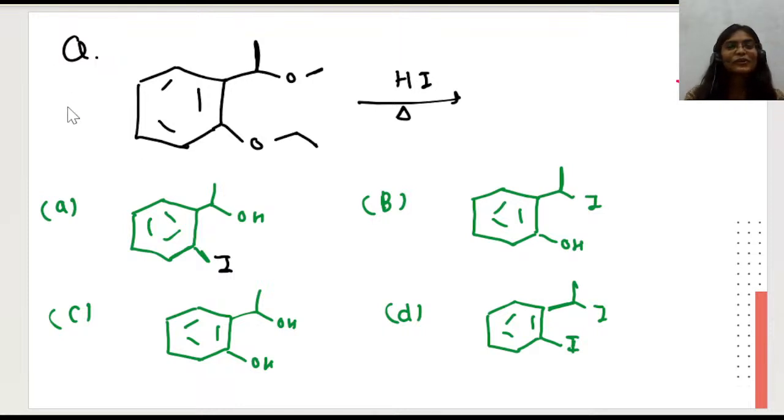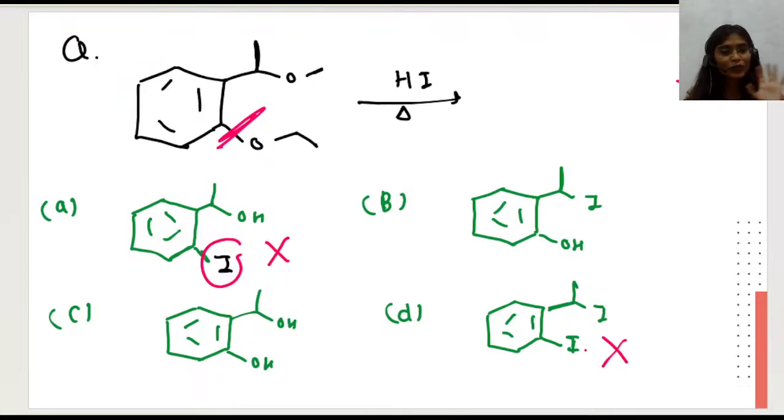So let's see what the correct answer is then. First of all, if you're breaking this bond, come on, please don't do this. Iodine connected to the benzene ring, not possible. Iodine connected to the ring, not possible. So option A and option D are totally out of the race.